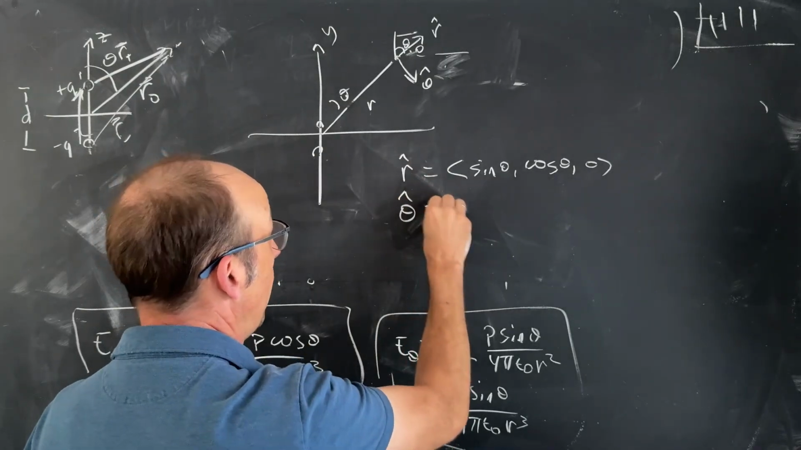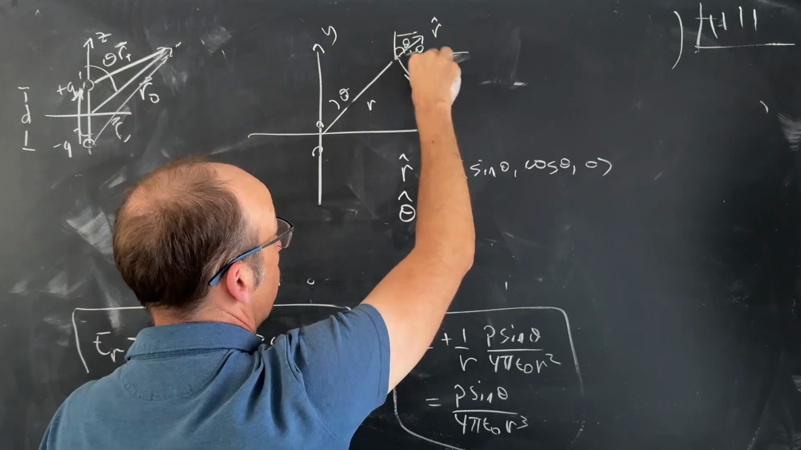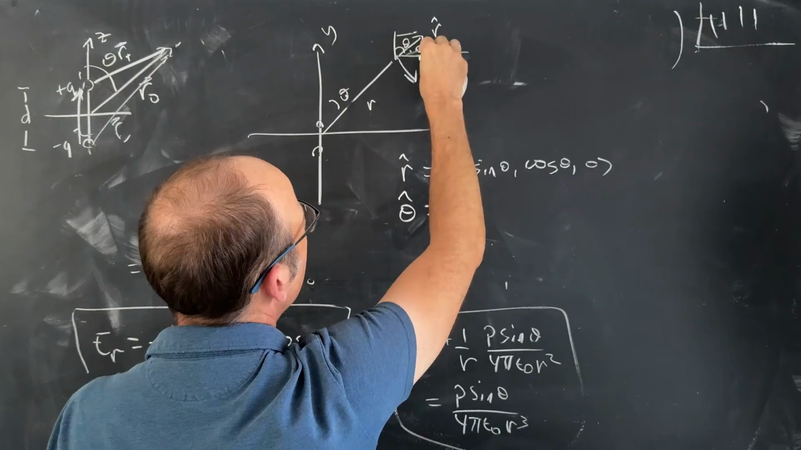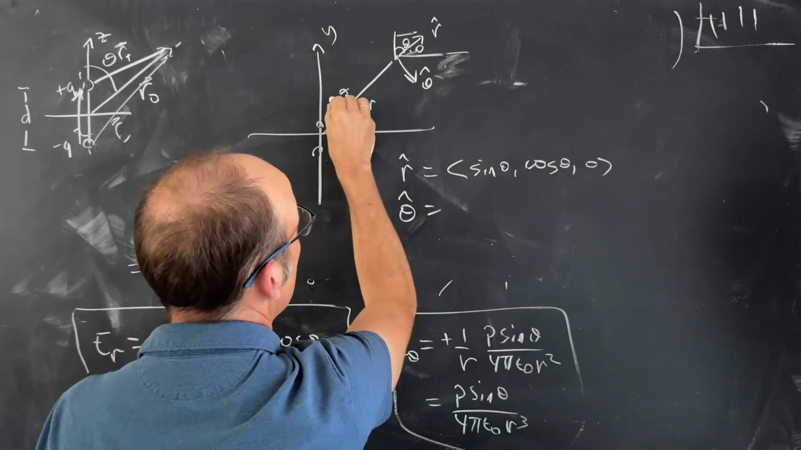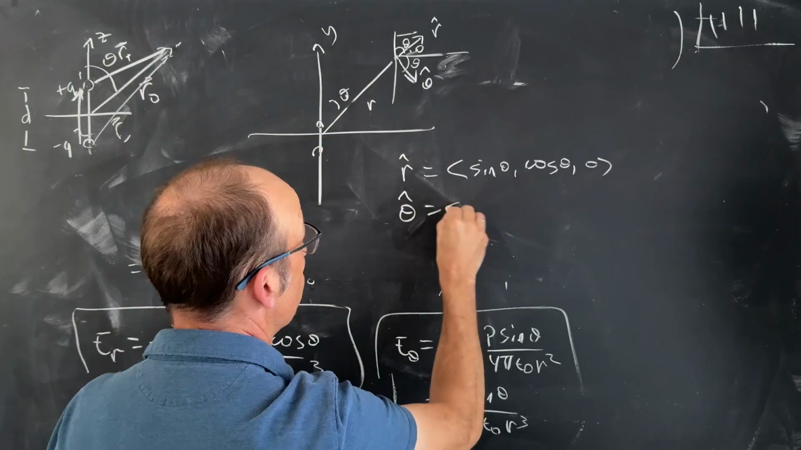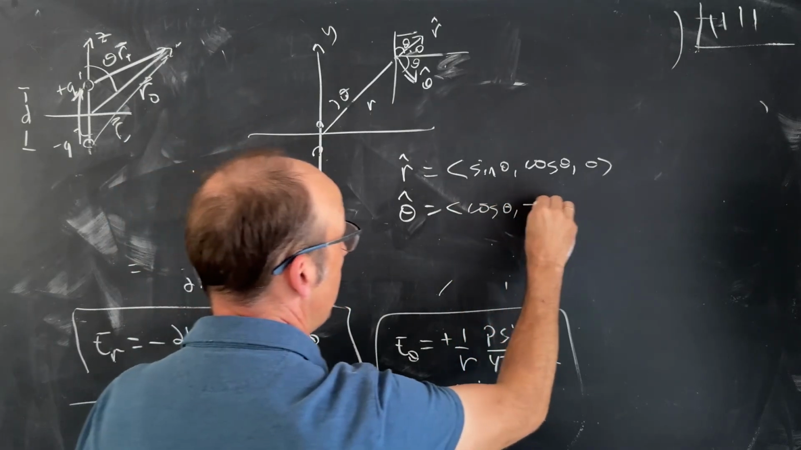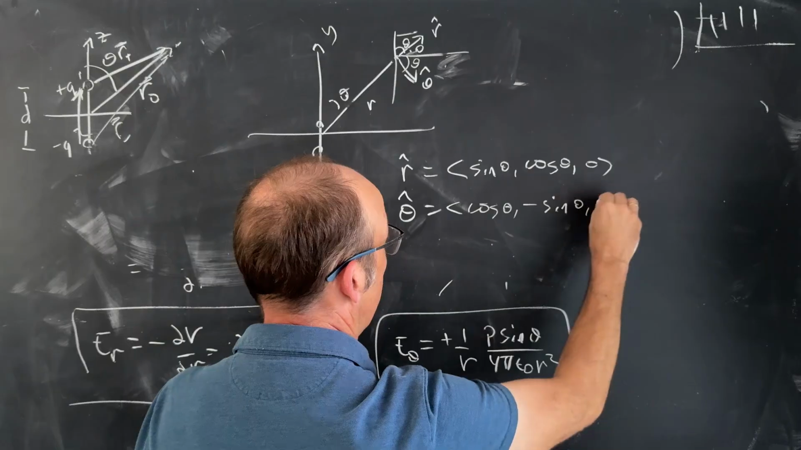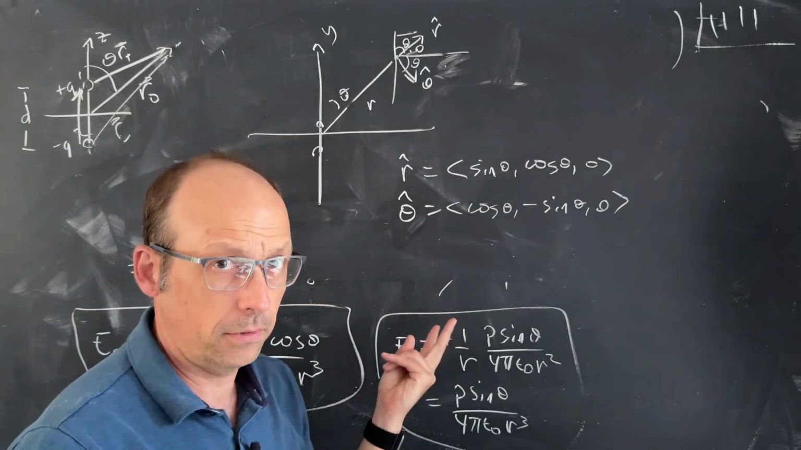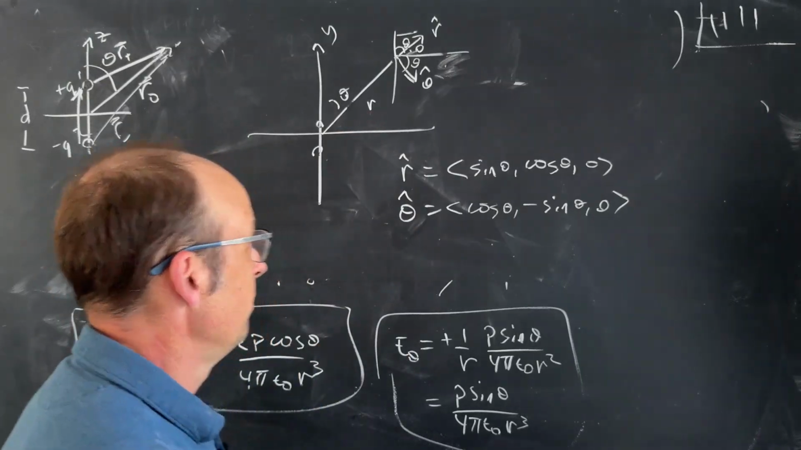So theta hat is going to be equal to, now we're in this direction, right? So if that's theta, this is theta. So this is going to be equal to cosine theta in the x direction, and then negative sine theta in the y direction. If you use normal Cartesian coordinates, those things are flipped, okay? But we're not. We're measuring from the y-axis, not the x-axis.